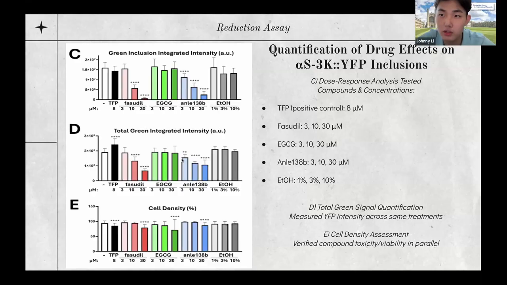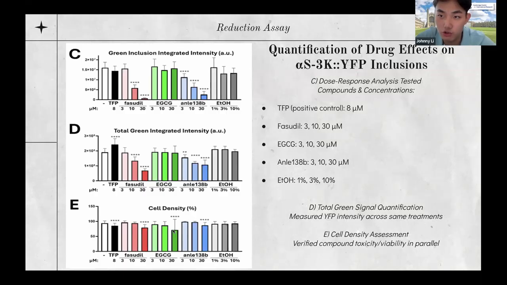Looking at the total green signal, Fasodil and Anli both lowered alpha-synuclein protein levels, while trifluoperazine unexpectedly increased them. And then finally, we monitored cell density as a proxy for toxicity. As you can see, 8 micromolar TFP and all the compounds at 30 micromolar, Fasodil, EGCG, and Anli, showed signs of cytotoxicity, particularly EGCG, with a big drop there, as you can see.